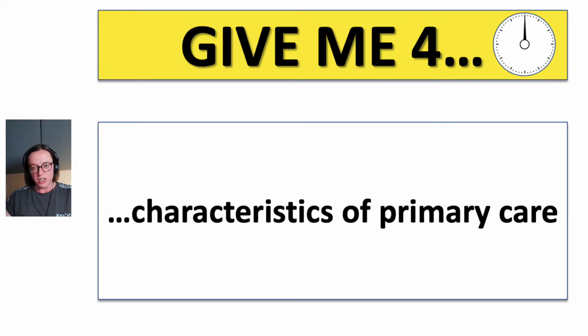Okay, so you all know that in the UK, healthcare is organised in tiers: primary healthcare, secondary and tertiary. So think about what you know about primary care and give me 4 or 1 or 2 or 3 characteristics or features of primary care. I'm going to give you 30 seconds again. So anything you know about primary care, type it in the chat for me.